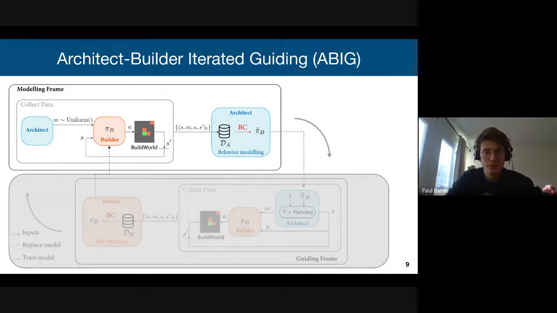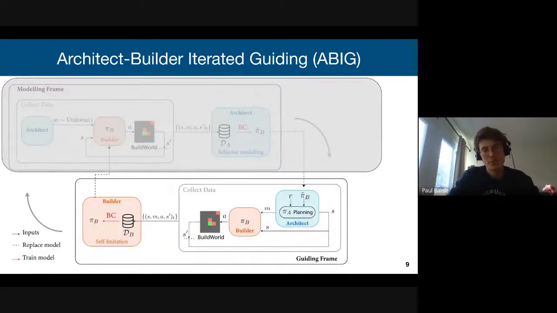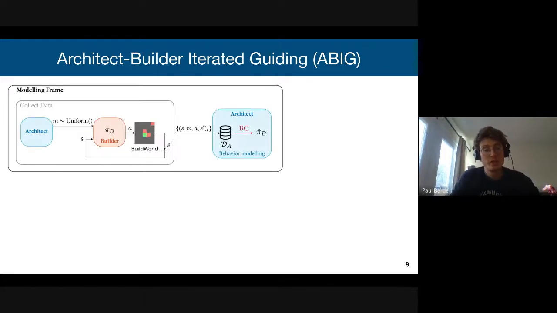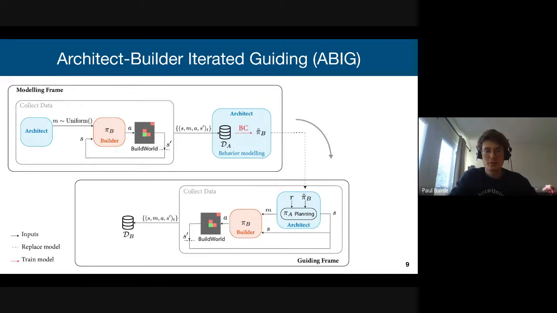So our full solution is called architect builder iterated guiding, and it relies on two interaction frames: the modeling frame and the guiding frame. In the modeling frame, the architect collects data about the builder's behavior by sending random messages and observing how the builder reacts. Once it has collected enough data, it uses behavioral cloning to learn a model of the builder's behavior. Once this model is learned, we can transition to the guiding frame.